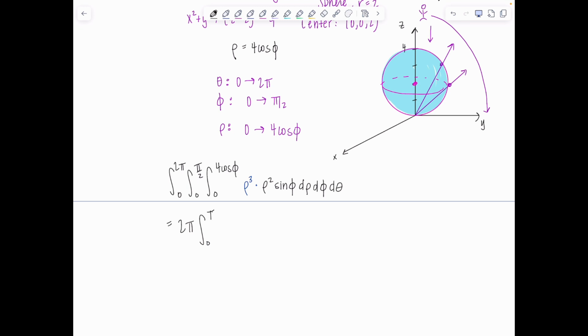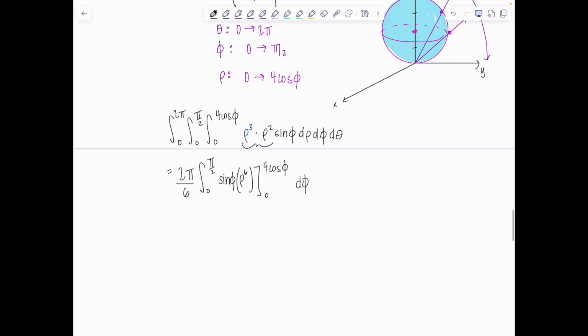Okay, 0 to pi over 2. We can integrate this. That's rho to the 5th, it'll become rho to the 6th over 6, right? Actually, let me scoot him and move sine phi. We're ignoring you, sine phi. From 0 to 4 cosine phi d phi. And then that's pi over 3 on the outside. 4 to the 6th is 4096. 0 to pi over 2, cosine to the 6th phi sine phi d phi.